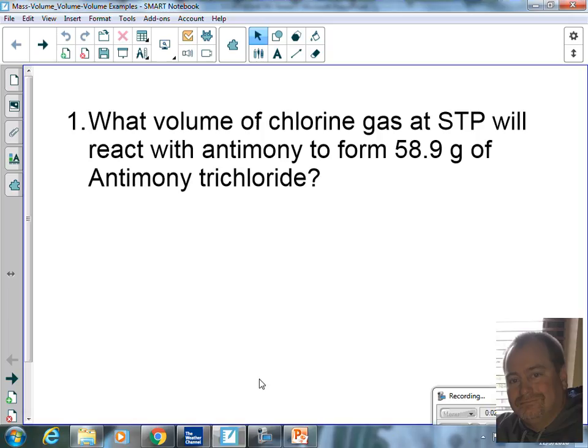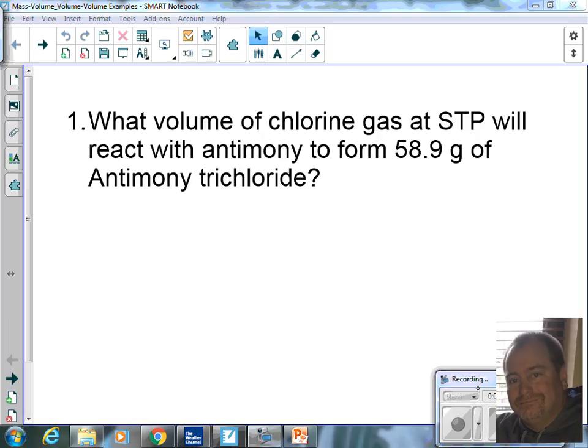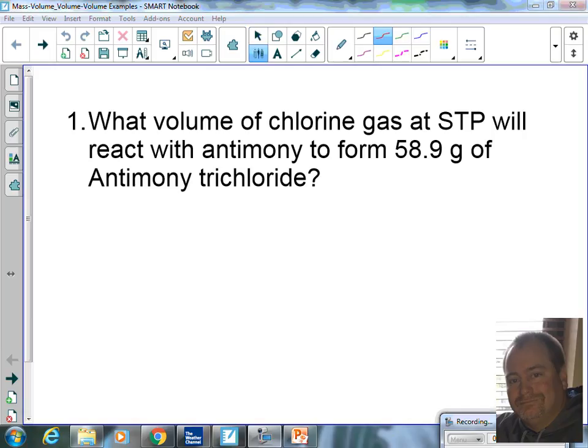I'll give you a second here to copy down the first problem. All right, the question states, what volume of chlorine gas at STP will react with antimony to form 58.9 grams of antimony trichloride? The very first thing I need to do is get a balanced chemical equation.